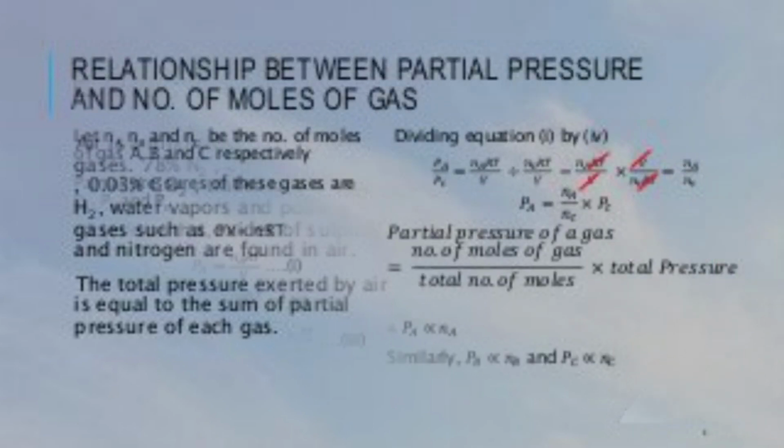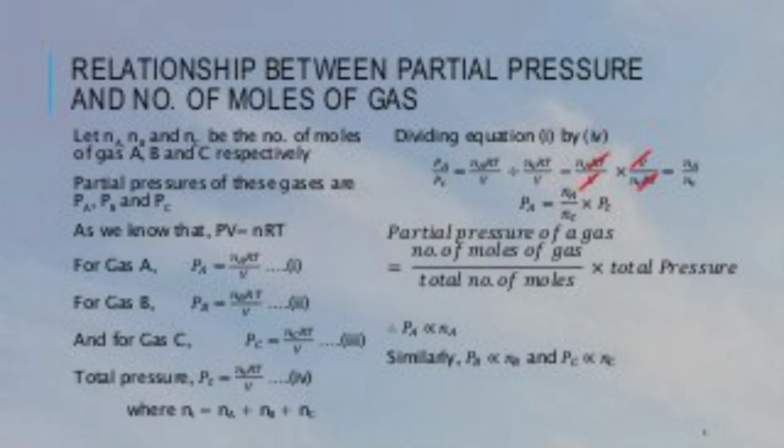Now we come towards the relationship between partial pressure and number of moles of gas. Let a mixture consist of three gas components. Let the gases be A, B and C. Na, Nb and Nc be the number of moles of gas A, B and C respectively. Partial pressure of these gases would be Pa, Pb and Pc. From the general gas equation, we know that PV is equal to nRT. Now we apply this law on each gas.